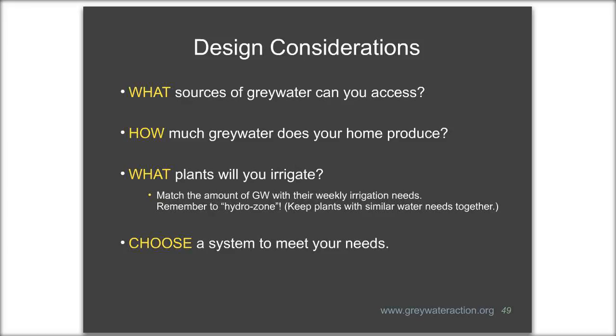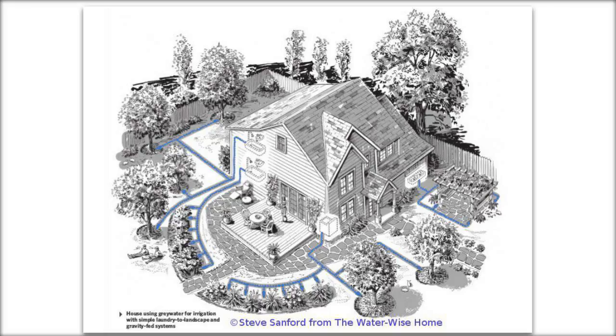And a reminder to hydrozone. Hydrozone means keeping plants with similar water needs together. So with your gray water, you can create a hydrozone of plants that are suitable for gray water. Maybe you have an irrigation system that's currently set up and you have a zone for trees. Possibly you can replace that tree zone with gray water and then shut off that zone of your irrigation system. So think about how you can maximize your water savings with your design. And after you've done that, you'll choose a system to meet your needs. Your house might look something like this, with different gray water sources going out to different parts of your landscape.